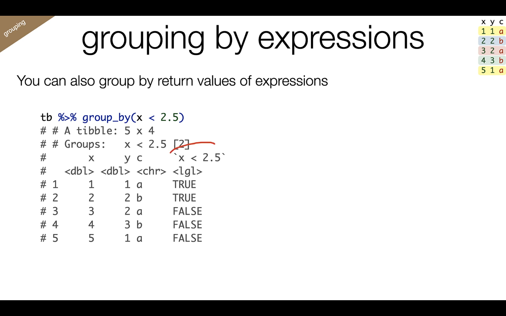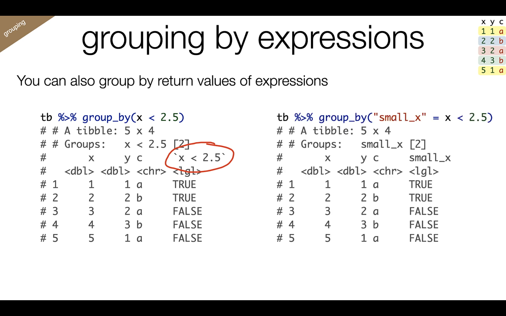Notice, of course, that you have this kind of strangely named column that's non-syntactic. That's the expression that you put in. A cleaner way to do this would be to name the expression up front. So here I say group by small x, which is not a column of the dataset, equal to x is less than 2.5. It's going to create a new column called small x, and it's going to group the resulting tibble by that new column.